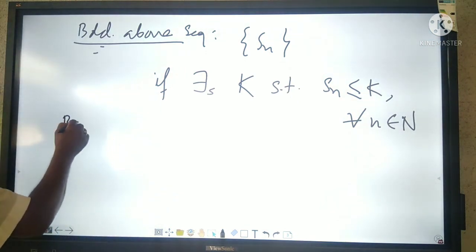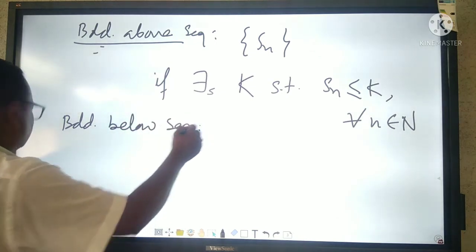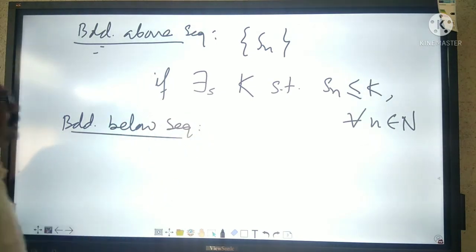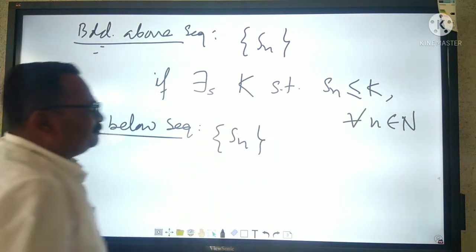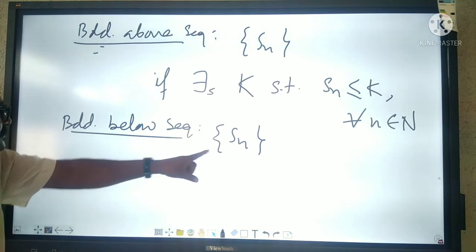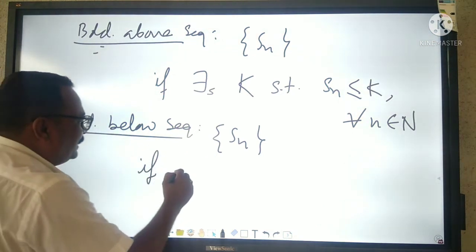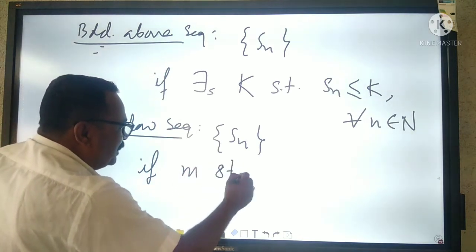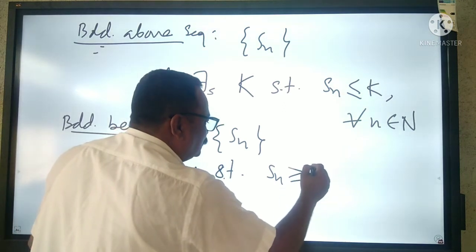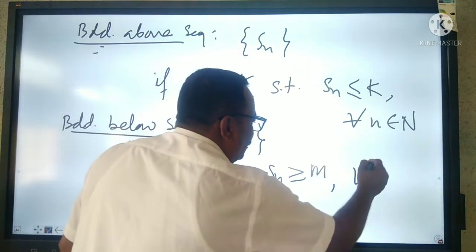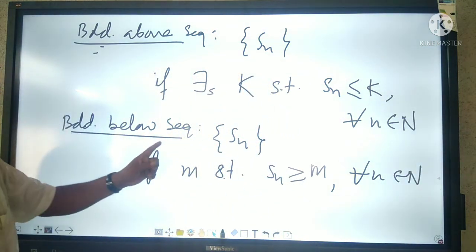Now see the definition of a bounded below sequence. Consider the sequence Sn. A sequence Sn is said to be bounded below if we can find a number m, small m, such that Sn is greater than or equal to that number small m for all n belongs to N.